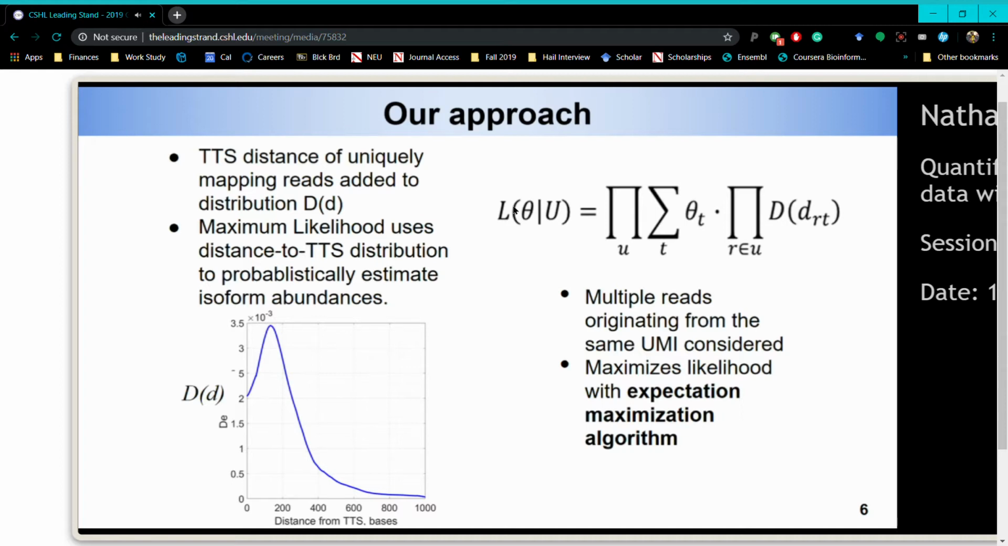So you have this likelihood expression, which is given theta, right? If you have theta given U, where capital U represents all the UMIs within a given cluster, and theta represents the relative isoform abundances of different transcripts, you can take the product of all of the D of Ds for all the reads in a given UMI and multiply that by theta, summing over the transcripts, and then finding the product between all UMIs, right? And that'll give you a likelihood value for each one of the thetas, and then you can maximize those likelihoods using an expectation maximization algorithm, which I won't get into the details of, for the sake of time as well.